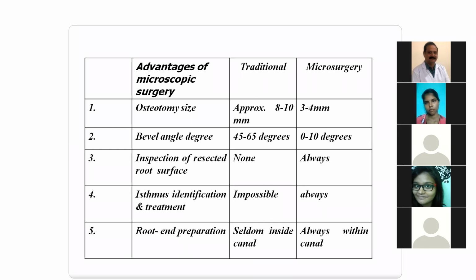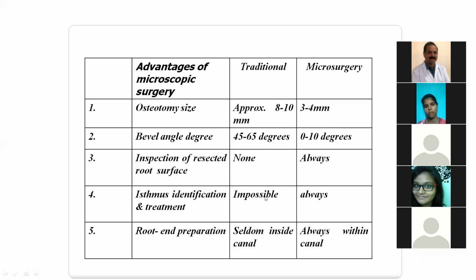What are the advantages of microscopic endodontic surgery? Traditionally, osteotomy size, or the bone cutting, is 8 to 10 millimeters, and in microsurgery it is 3 to 4 millimeters. Bevel angle is 45 to 65 degrees traditionally because we cannot see the bevel given in the tooth. Now, because of the microscope, it is 0 to 10 degrees. Inspection of the resected surface is not possible traditionally. It has to be done empirically, whereas with the microscope we can always see the resected root surface.